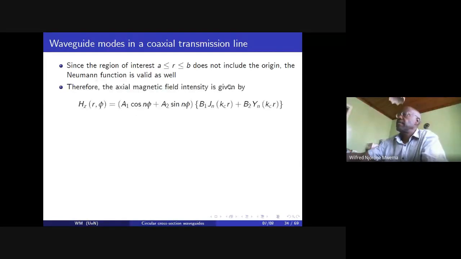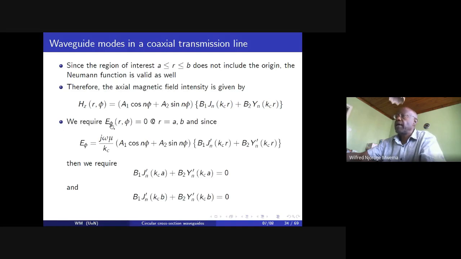And therefore, the azimuthal magnetic field intensity will be given by the azimuthal angle or the angular solution multiplied by a component that varies as a Bessel function of the first kind and another component with a Neumann function as the solution. This Neumann function in the literature, especially in the English-speaking countries, is usually referred to as the Bessel function of the second kind. This will be the Bessel function of the first kind, and that is the Bessel function of the second kind. In the German area, this one is usually called the von Neumann function.